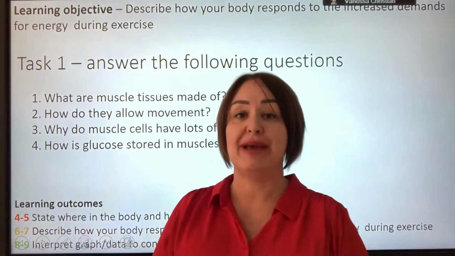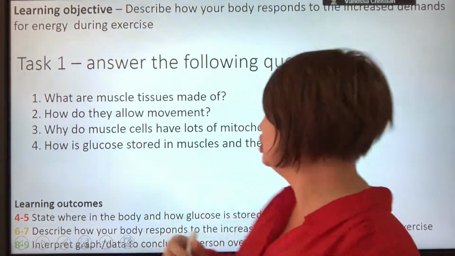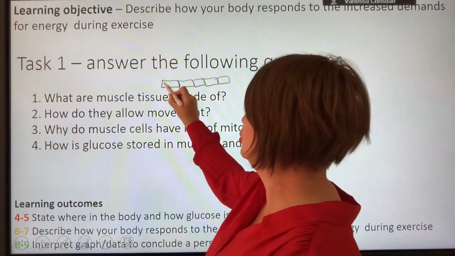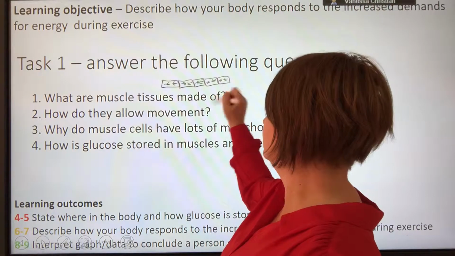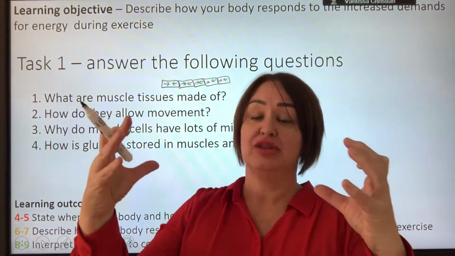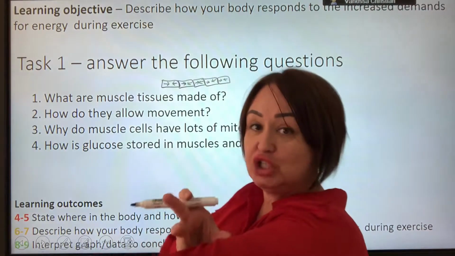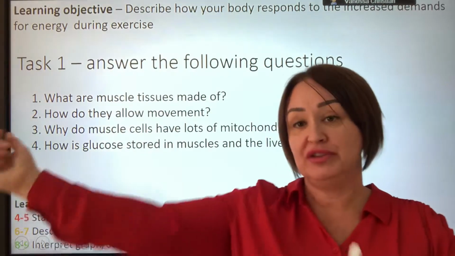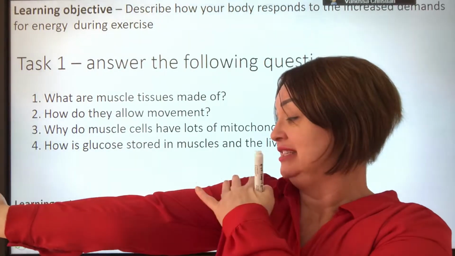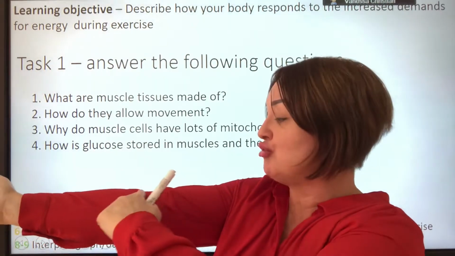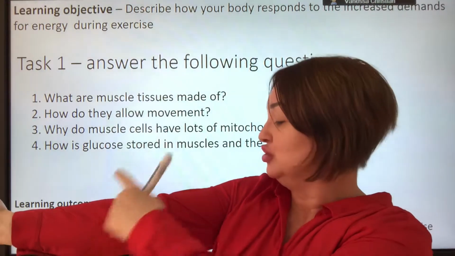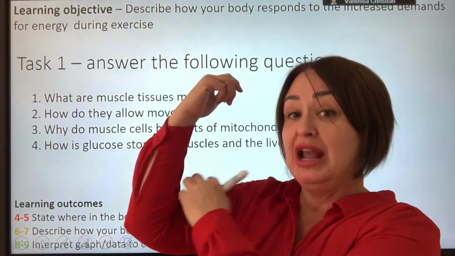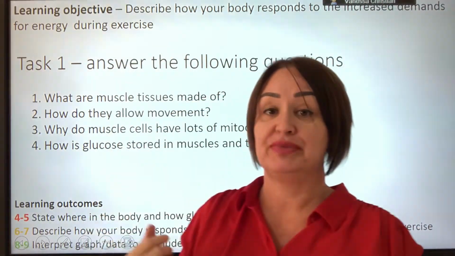Well, muscle tissues are made of muscle fibres, lots and lots of cells joined together, and when each one contracts a little bit, the length of the muscle fibre contracts and we get a shortening of the muscle. Next question, how do they allow movement? Well, if you think about it, your muscle here is attached with a tendon across the joint onto the other bone. So when this muscle contracts, it pulls on the tendon, which pulls on the bone, and that allows the movement of the arm.